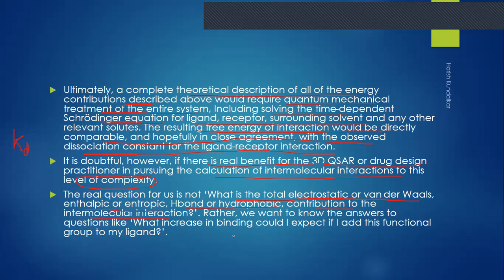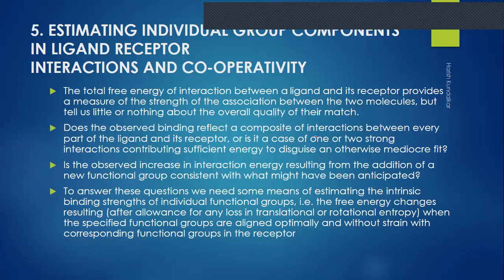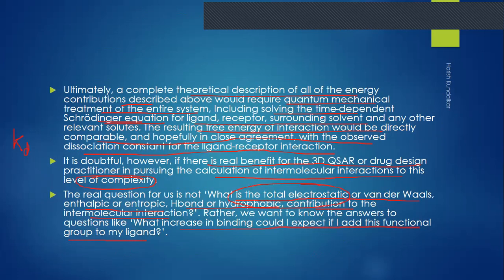So rather we would want to know the answers like what is the increase in binding which I can expect if this functional group is added to my ligand. So instead of talking of all of these interactions and making complex derivations, complex calculations, can we just look at the receptor structure and say, if I substitute this particular group by some other group, what would be its effect on the total binding of my newly designed ligand with the receptor? That is something that we need to figure out, and that is done using the partitioning method.